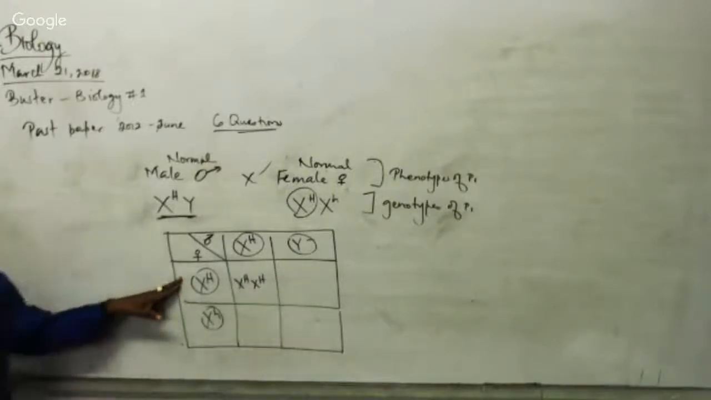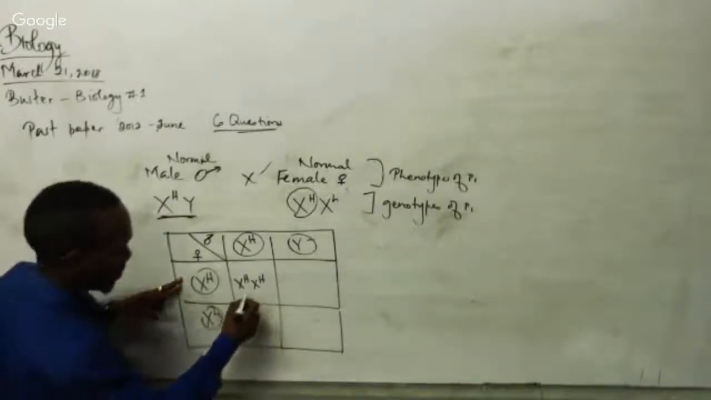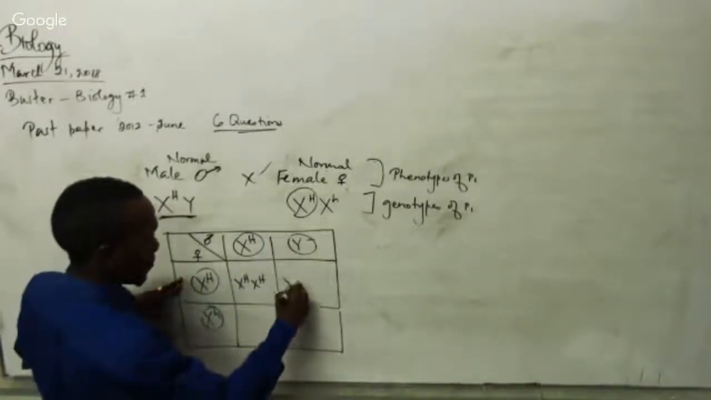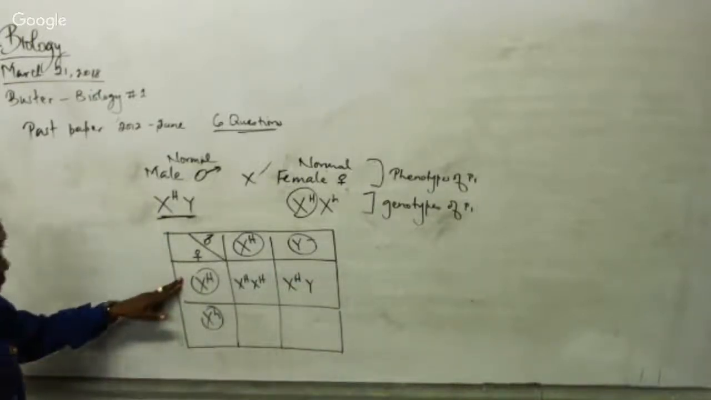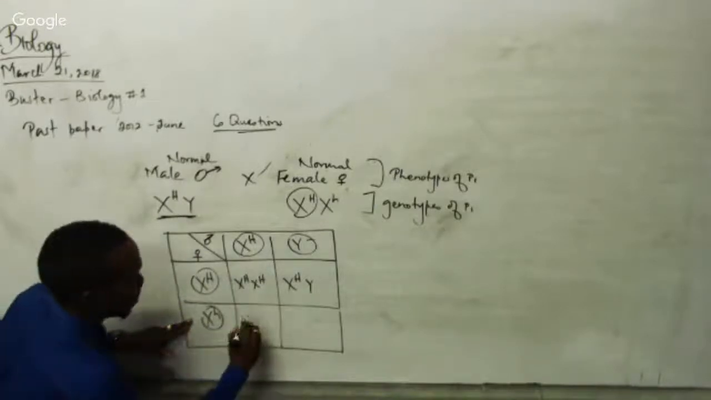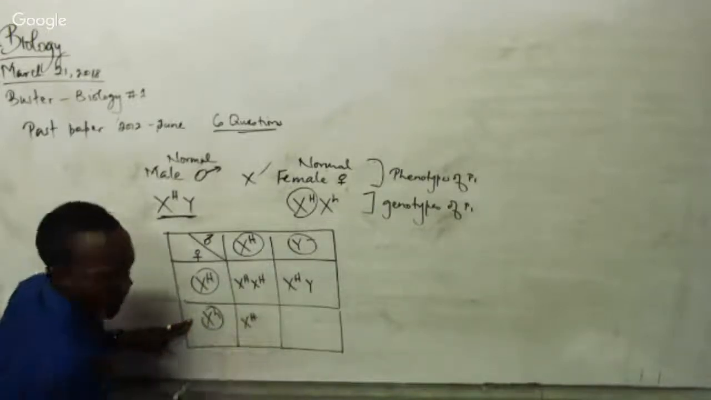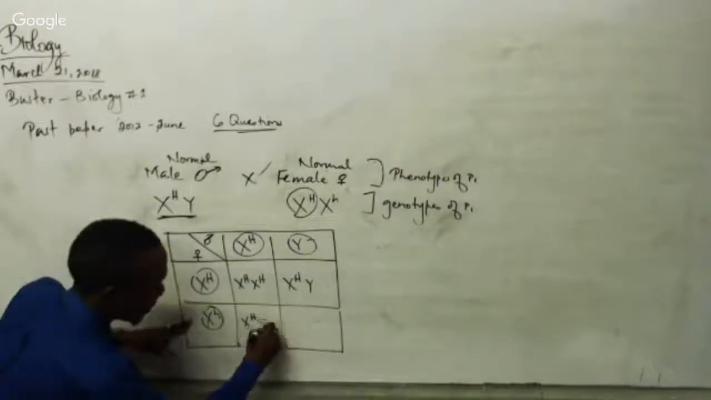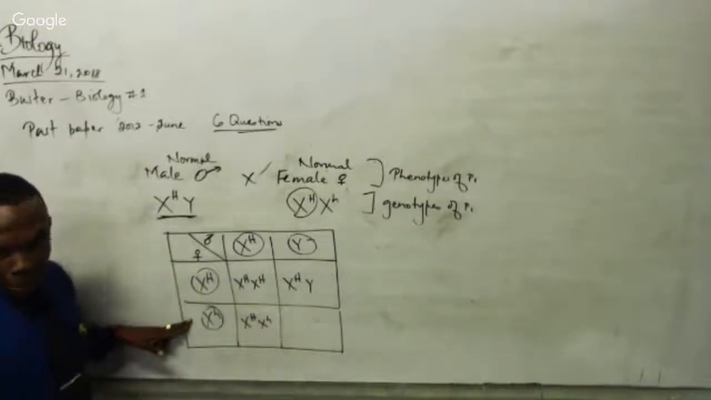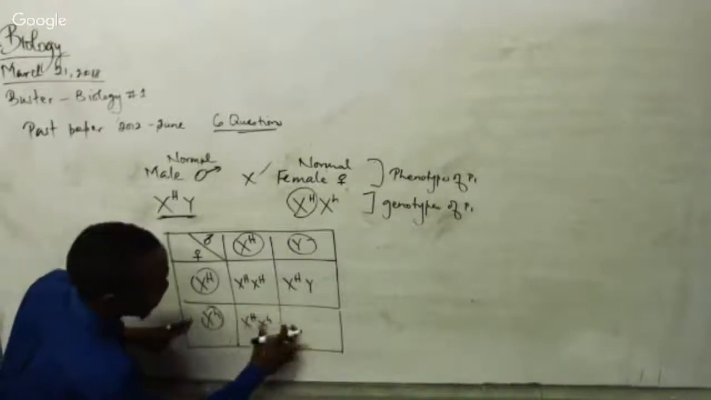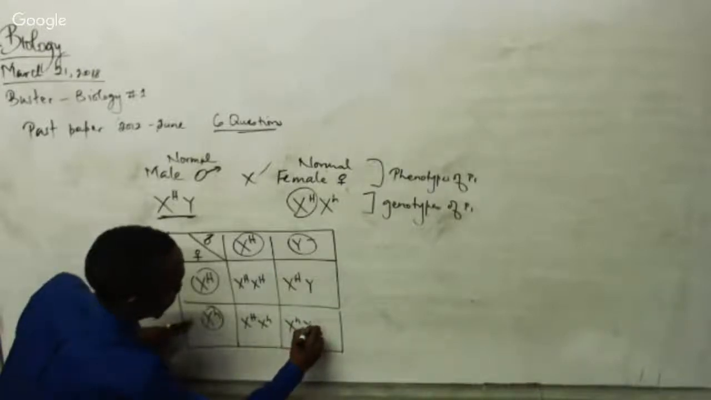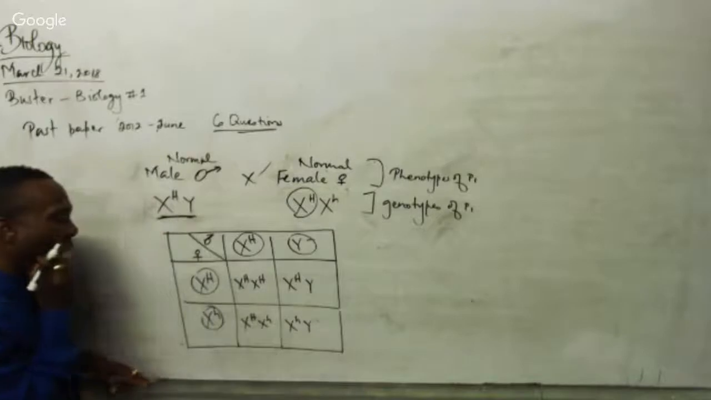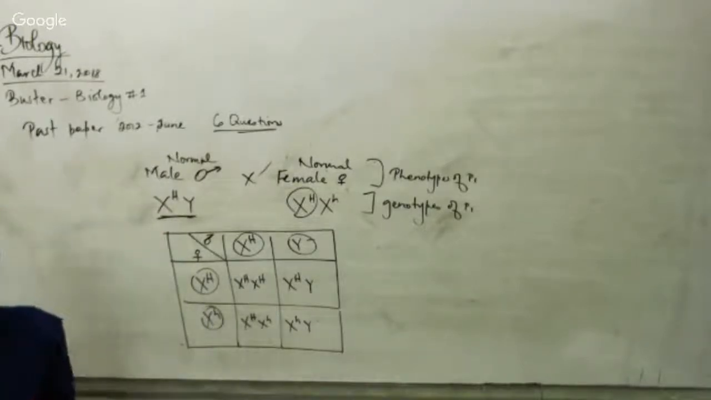X H, and that's a girl because it's XX. Right? A boy. That boy is normal. Good. So that girl definitely has it, and the boy also. Who has it? This girl has it. I tell you, it doesn't show up in the girls, it shows up in the boys. 50% of the boys have it. And the girls are normal.